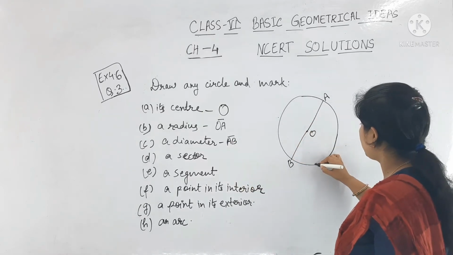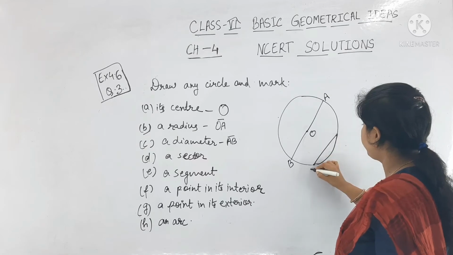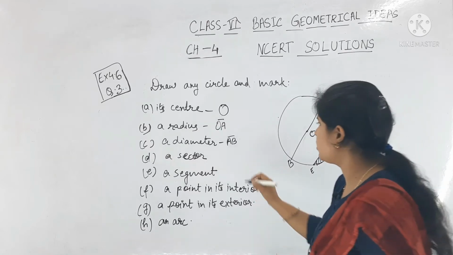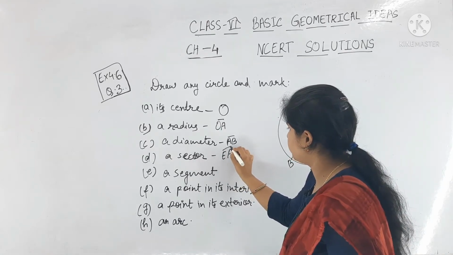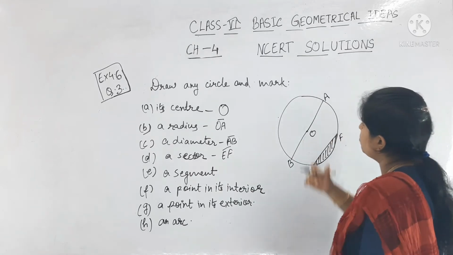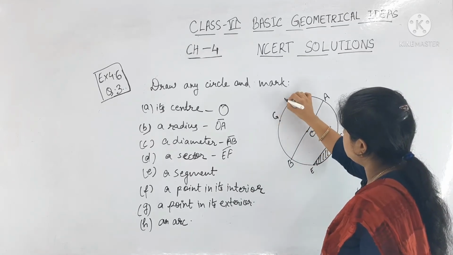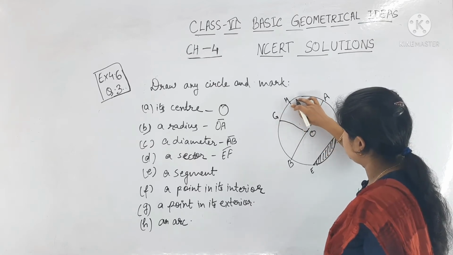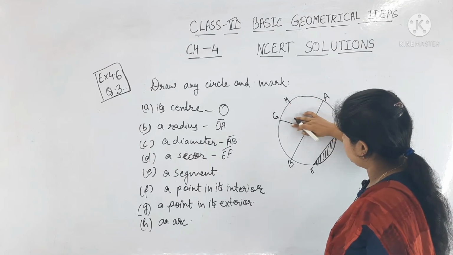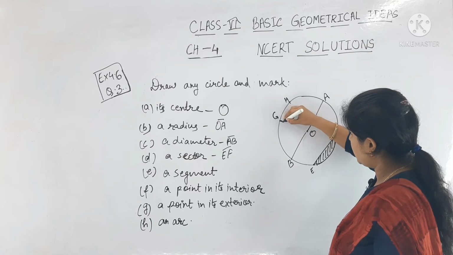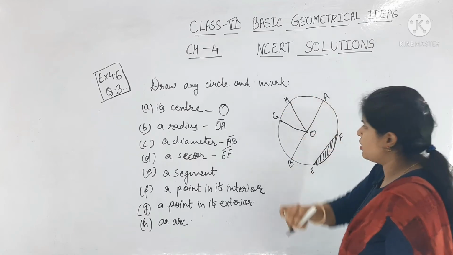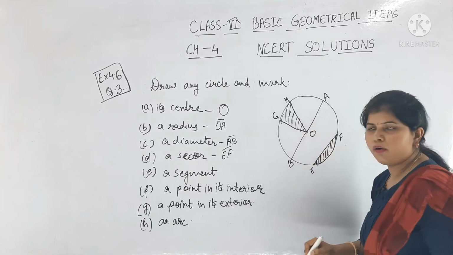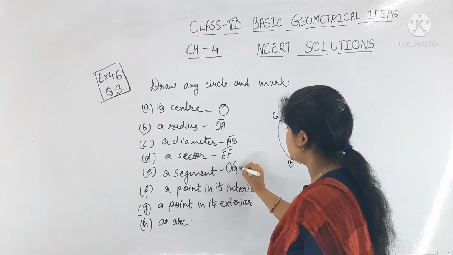A sector, so I will make one chord EF and this is a sector. So the sector is EF. A segment, so I will draw like this GH. You can take any point and write any name. So this is the segment, you have to shade this one. So OGH is a segment.